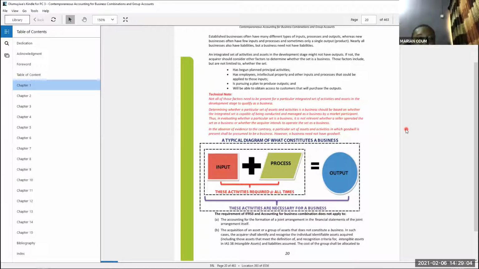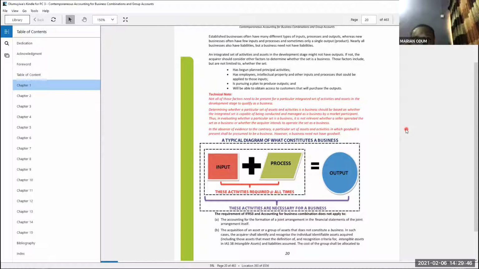Determining whether a particular set of assets and activities is a business should be based on whether the integrated set is capable of being conducted and managed as a business by a market participant. Thus, in evaluating whether a particular set is a business, it is not relevant whether a seller operated the set as a business or whether the acquirer intends to operate the set as a business. In the absence of evidence to the contrary, a particular set of assets and activities in which goodwill is present shall be presumed to be a business. However, a business need not have goodwill.